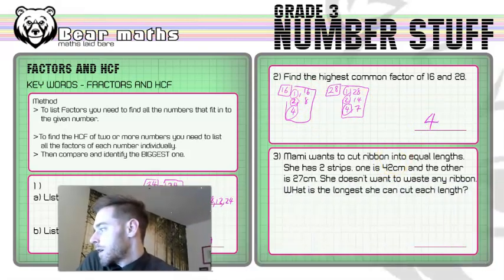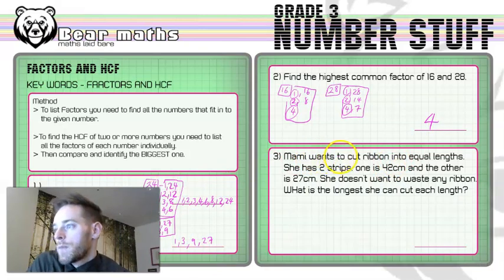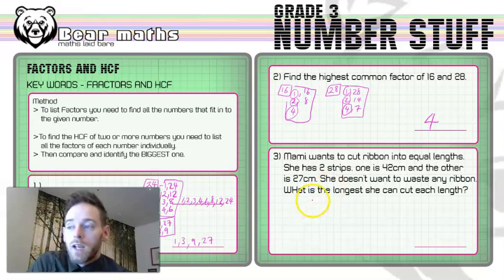All right. Now, in question 3, we've got a contextual wordy problem that might confuse you. Mammy wants to cut ribbon into equal lengths. She has 2 strips. One is 42 centimeters and the other is 27 centimeters. She doesn't want to waste any ribbon. What is the longest she can cut each length? So this is a bit of a hidden highest common factor question. And it's a really tricky one to know that it's a highest common factor question. But because it's in my highest common factor video, you might have guessed that that's what you had to do.